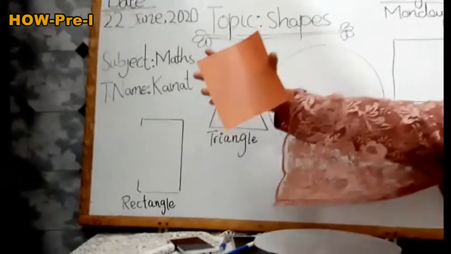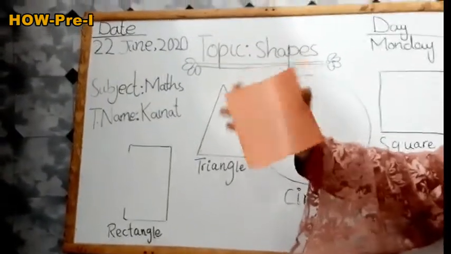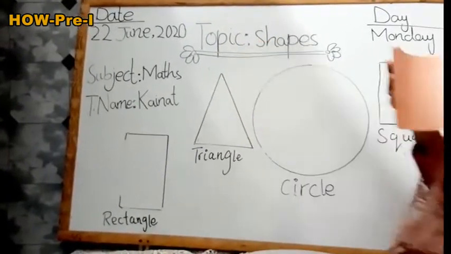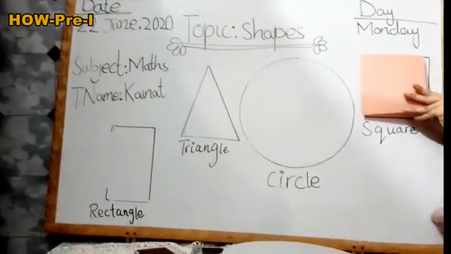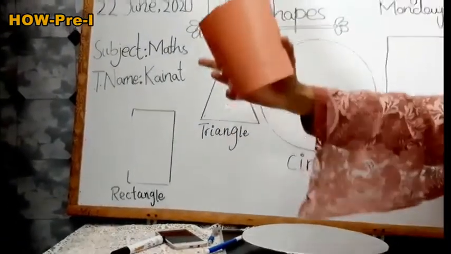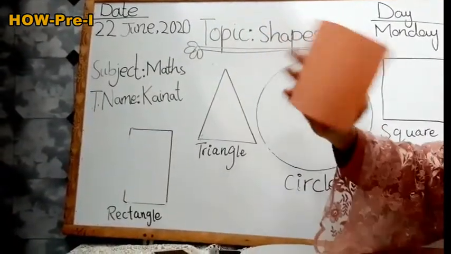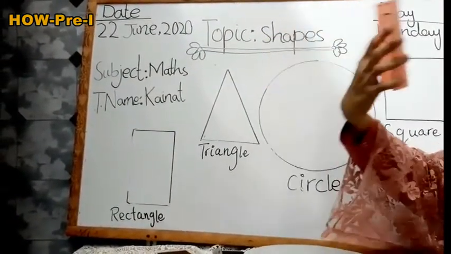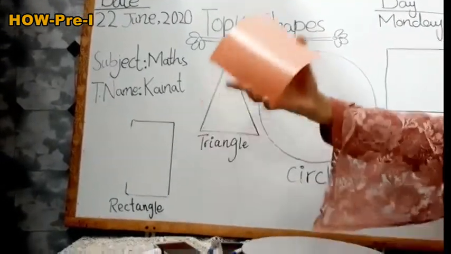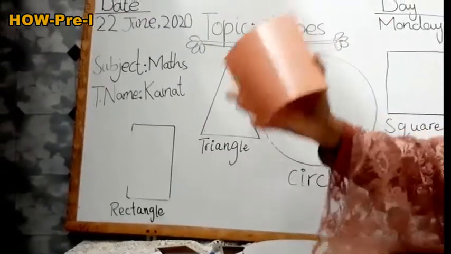Okay, Pre-KG 1, look here. Which shape is this? This is square shape. Do you know about it? I'm a square. You can see me everywhere. I have four sides. Pre-KG 1, square has four sides and four corners. This is square shape.